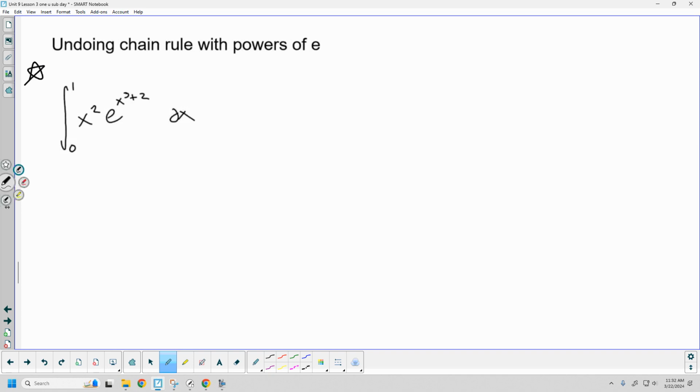All right, we got e to the power of x cubed plus 2. We have x squared in front. We are finding the accumulation from 0 to 1. Let's go ahead and get the numerical answer. It's going to be the difference of e's to certain powers, and that's okay. Now, obviously, you know what u is, and you know what its derivative is.